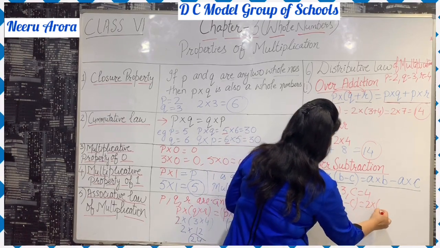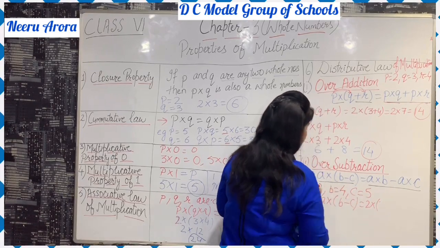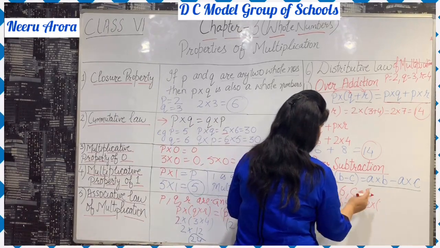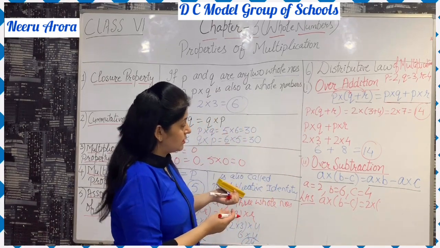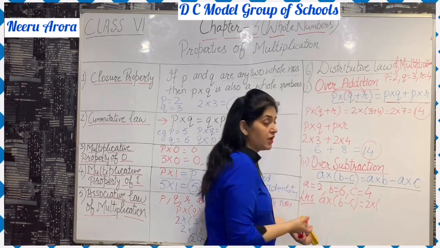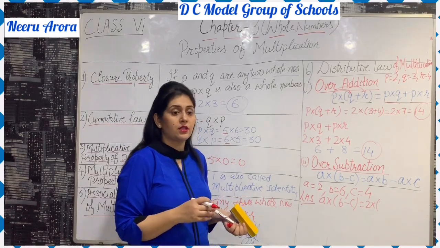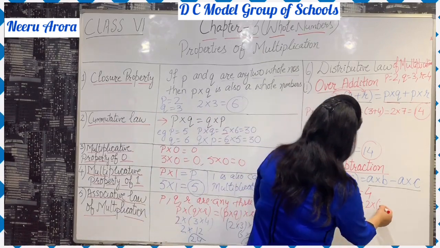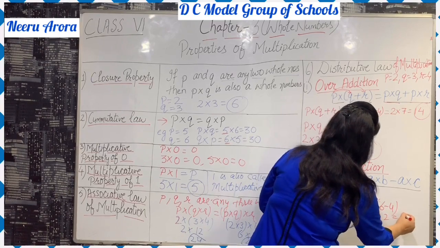So 2 into, we can change the values for the time being. We will not take the same values we have taken. Suppose we take 6 and 4. Why am I changing the values? Because a situation comes where we have to subtract a bigger number from a smaller one, and this is integers basically, which you will do in your next chapter. So A multiplied by 6 minus 4, you get 2 multiplied by 2, which is 4.